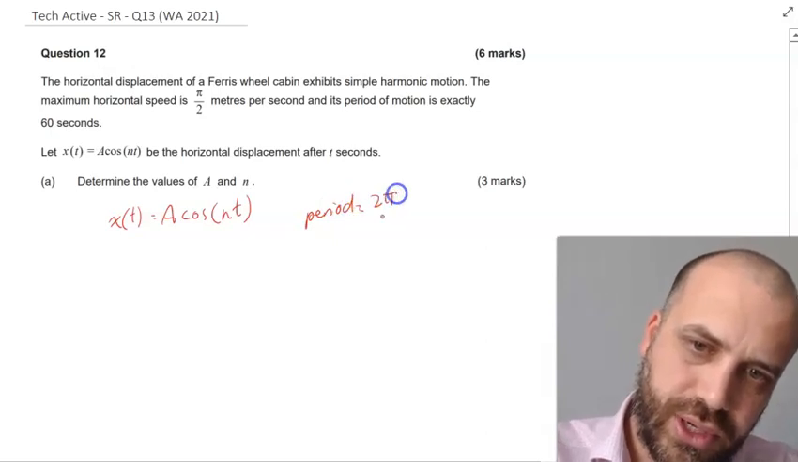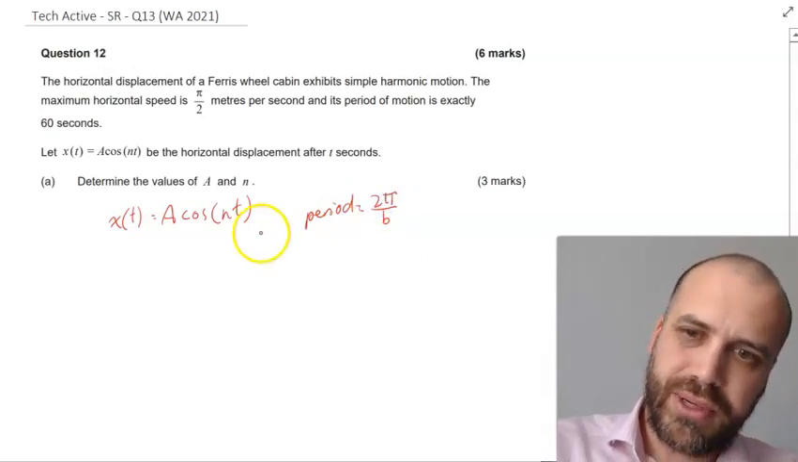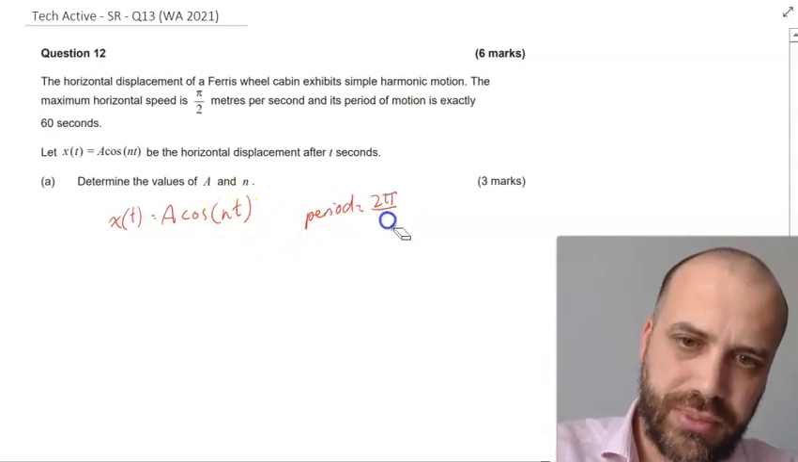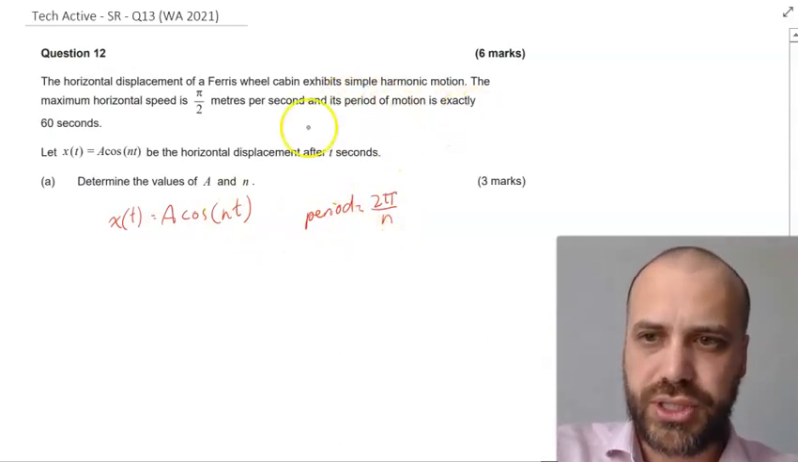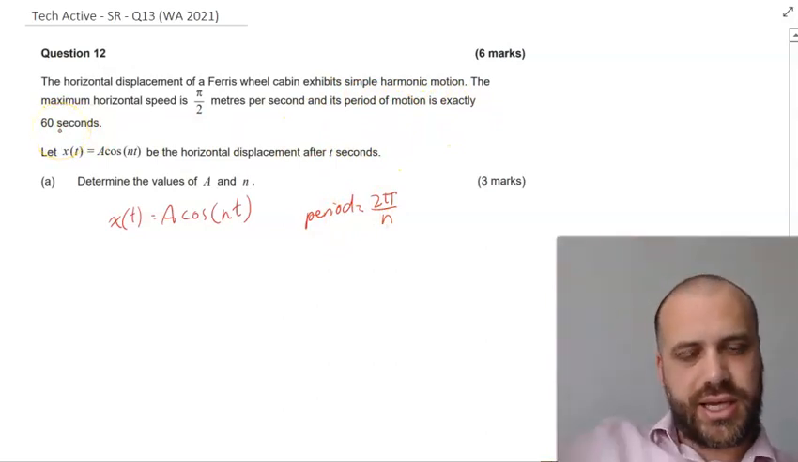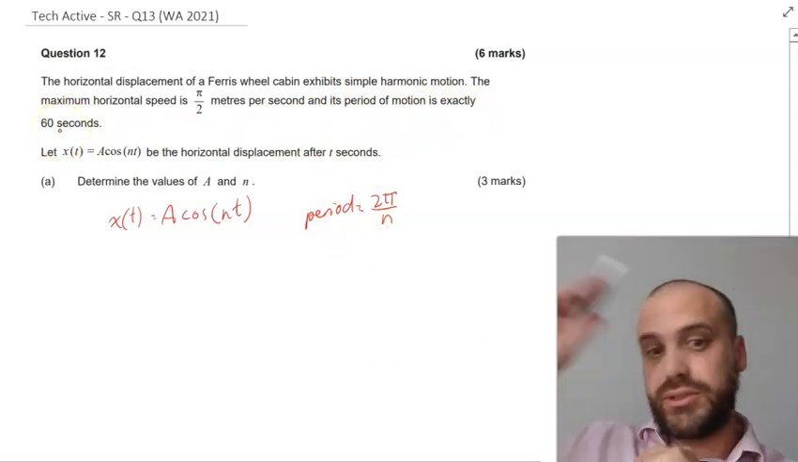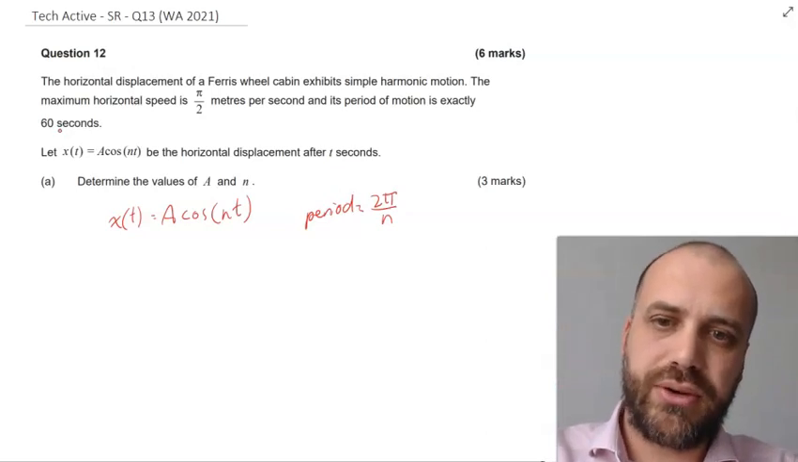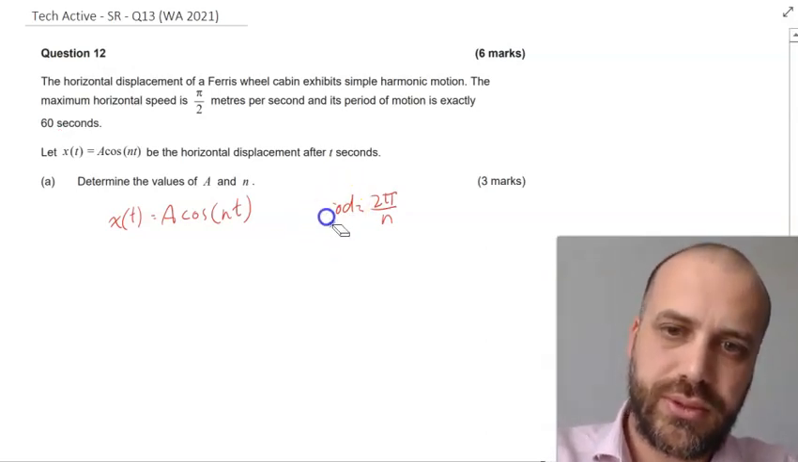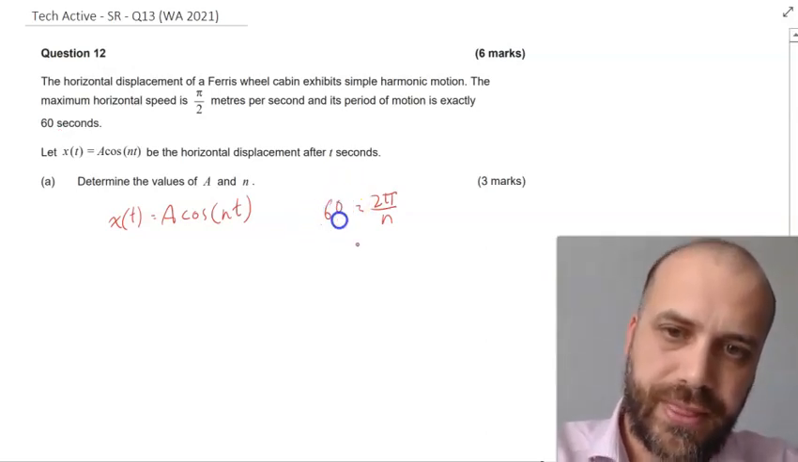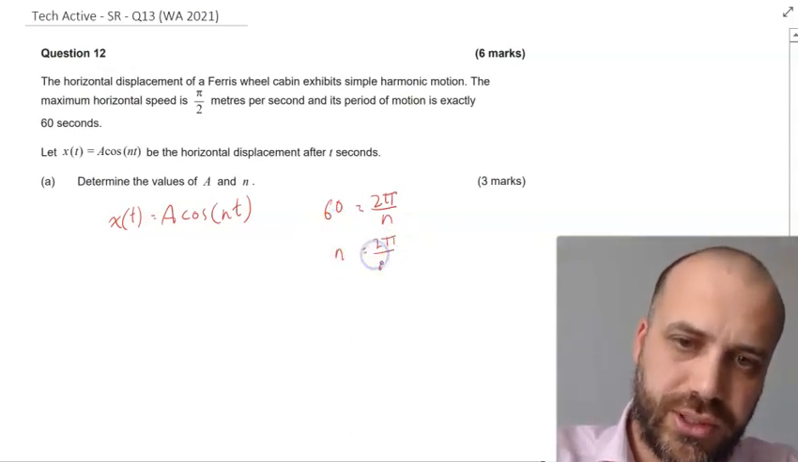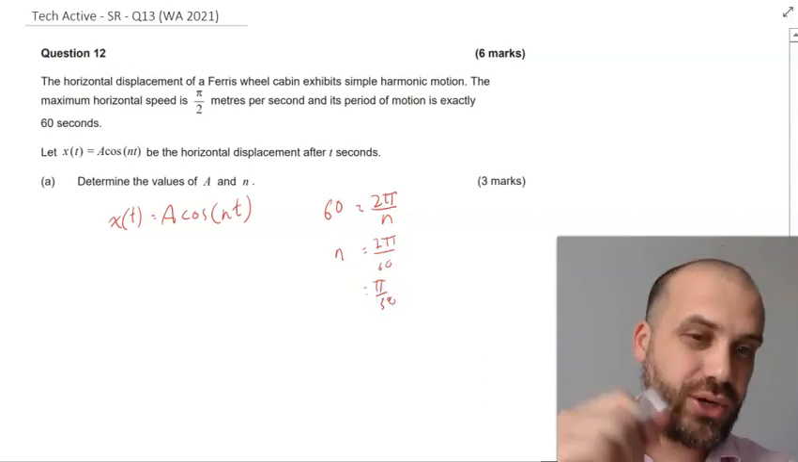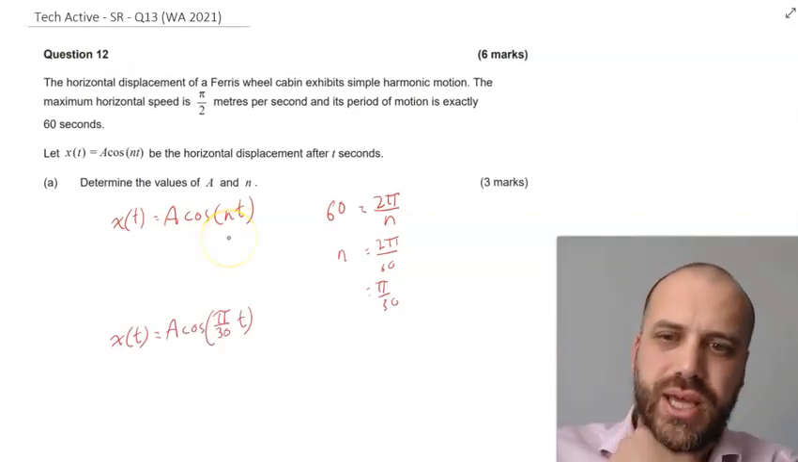Now n here, remember that period equals 2 pi over b, but in this case b is not b, b is n. And we're told that the period of motion is exactly 60 seconds. It takes 60 seconds for the Ferris wheel to get all the way around. So our period is equal to 60, which means that n is equal to 2 pi on 60, which is pi on 30. So I know what n is. Now, what's this a value?